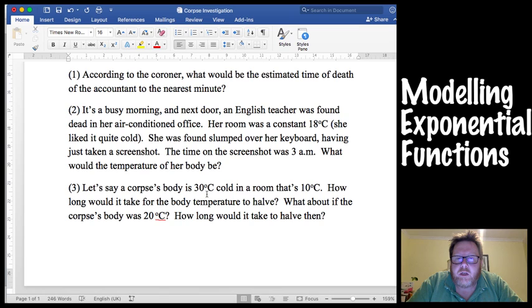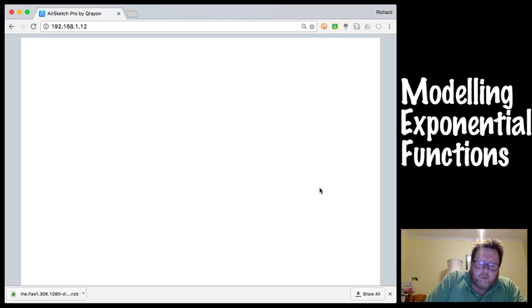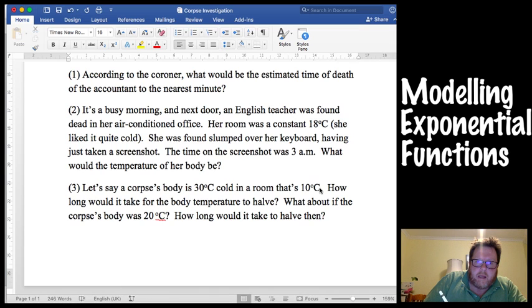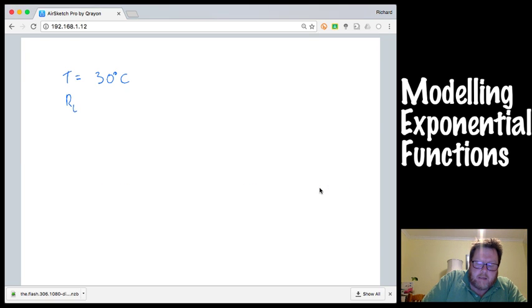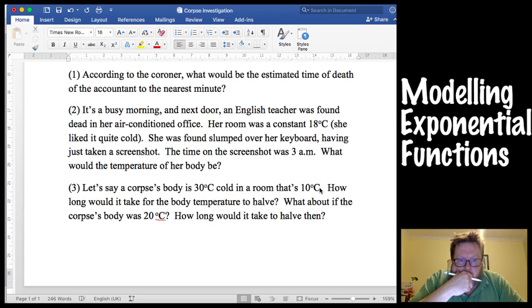So let's say it's 30 degrees Celsius in a room that's 10 degrees Celsius. How long would it take for the body temperature to halve? Okay, we can do that. So we have T equal to 30 degrees Celsius, and we have R sub T is equal to 10 degrees Celsius.